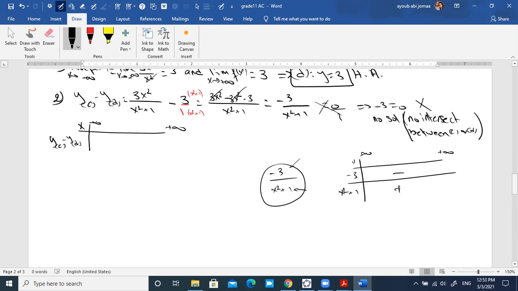In two ways. This is quadratic, it has no real roots, and the coefficient of x squared is positive. Or you can say x squared is greater than or equal to 0. When you add 1, it will be greater than or equal to 1, meaning positive. And then the ratio negative 3 over x squared plus 1: negative by positive is negative.